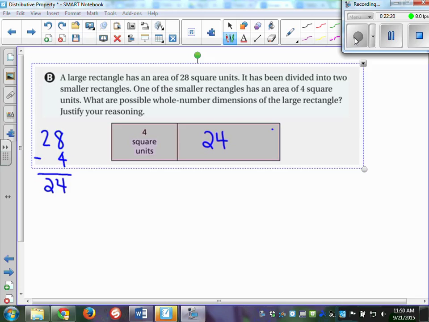Who has an idea for what the possible dimensions for this could be? Caitlin? 2 times 12? Just for the whole thing, would 2 times 12? No, keep going. I think you have a great idea. Keep going. What are you thinking? Well, are you thinking that this could be like 2 times 12 right here? Do you want to add on to that?